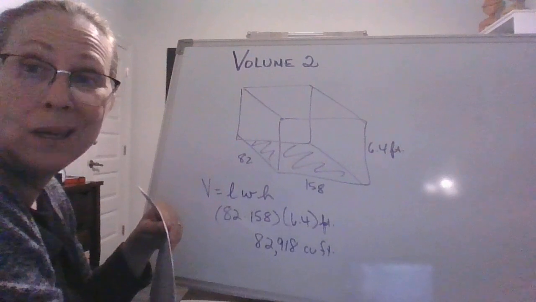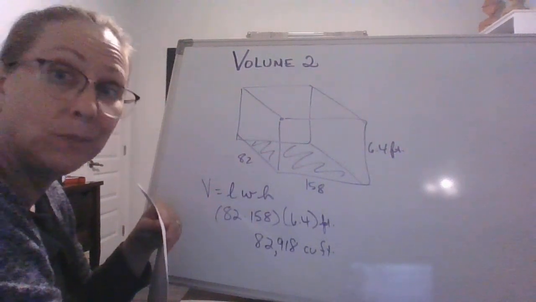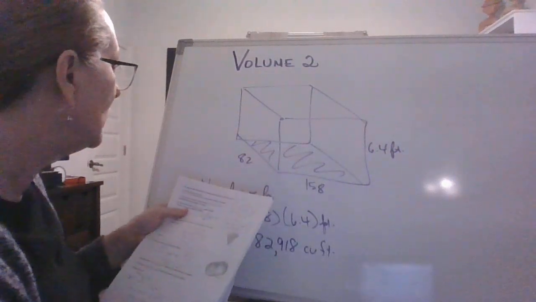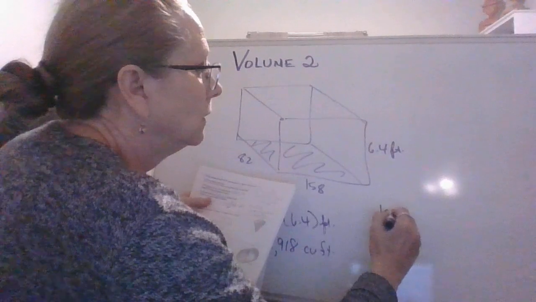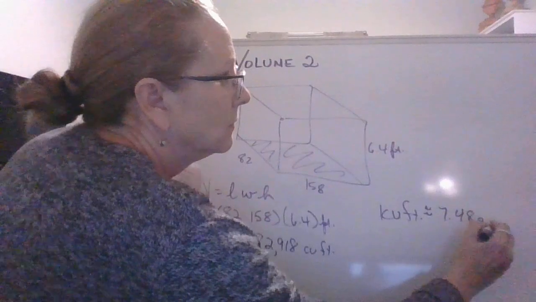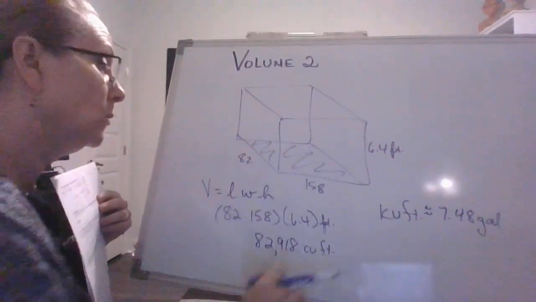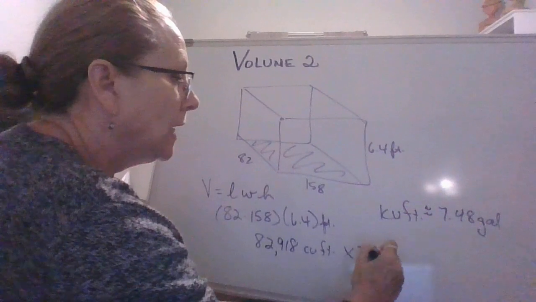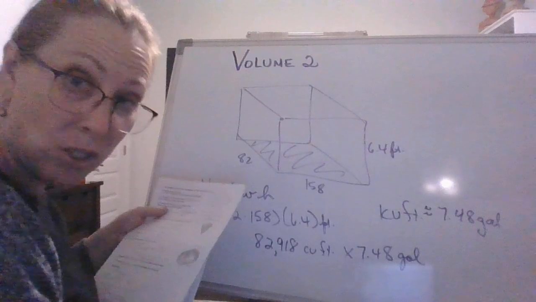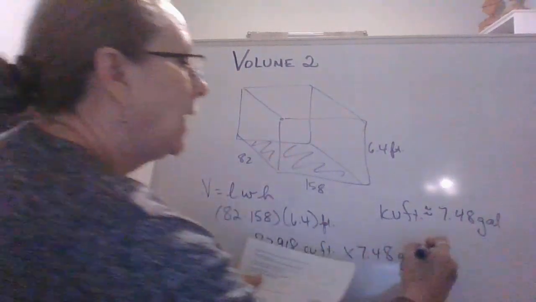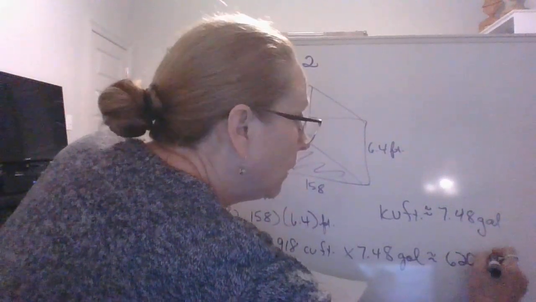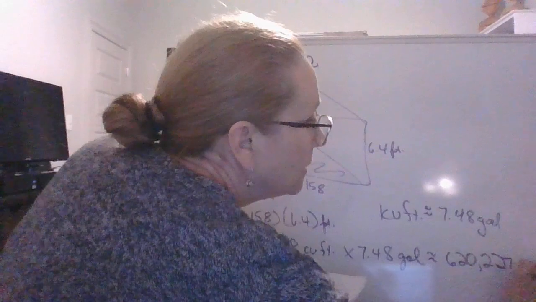Now, another thing, how many gallons of water? So you want to find out, how much water am I going to pay for to put in that pool, because it ain't free. So it says 1 cubic foot of water is about 7.48 gallons. So how do we find how many gallons? We multiply that by 7.48 gallons, and we'll answer our second question to the nearest integer, so the nearest whole number, and that will be 620,227 gallons of water.